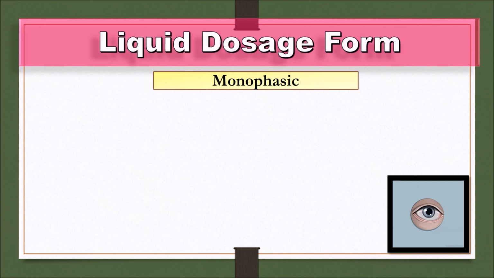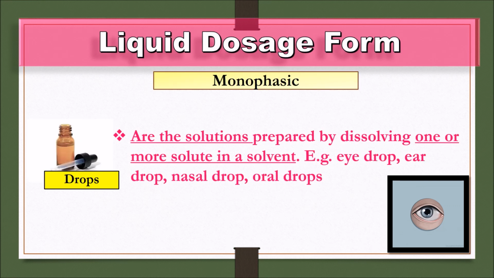Now in monophasic liquid dosage form we also have drops. What are drops? Drops are solutions that are prepared by dissolving one or more solutes into a solvent. While making drops, the pharmaceutical companies make sure that there is no sign of dispersed particles in the drops. Because drops need to be instilled in different body areas like eye, ear, nose and oral drops, no suspended particle has to be seen inside this solution form.